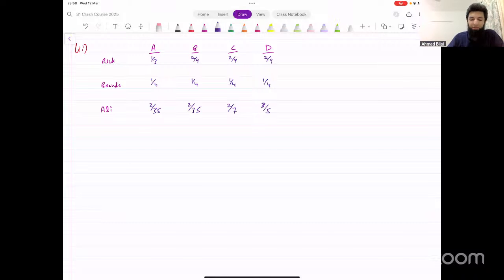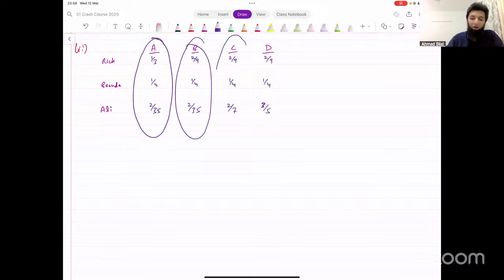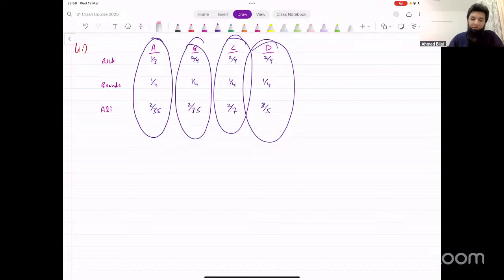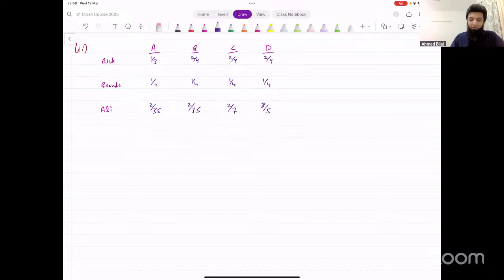Now, one possibility is all of them choose A. Another possibility is all of them choose B, or all of them choose C, or all of them choose D, right? So what would that be? You would say probability of all of them choosing A. That is going to be 1/3 times 1/4 times 2/35, right? 1/3 times 1/4 times 2/35. That's the probability of all of them choosing A.